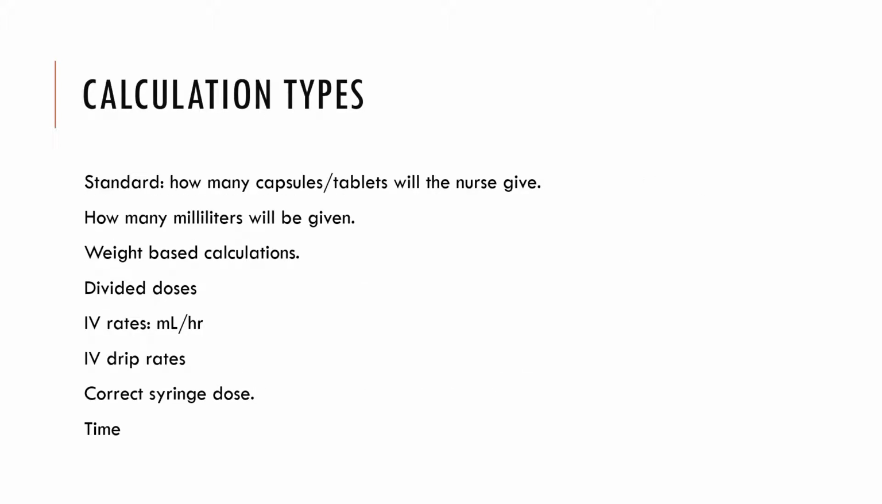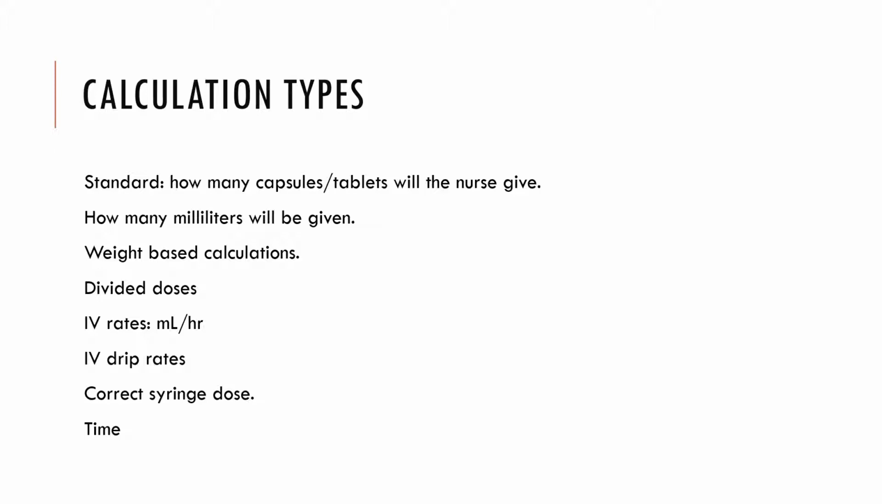The types of calculations will be, I'm identifying it as standard, like how many capsules or tablets will the nurse give, how many milliliters will be given. There will be weight-based calculations, and weight-based calculations are you're ordered to give so many milligrams per kilogram, and the patient weighs however much. Divided doses, and I've got examples of both of those things.